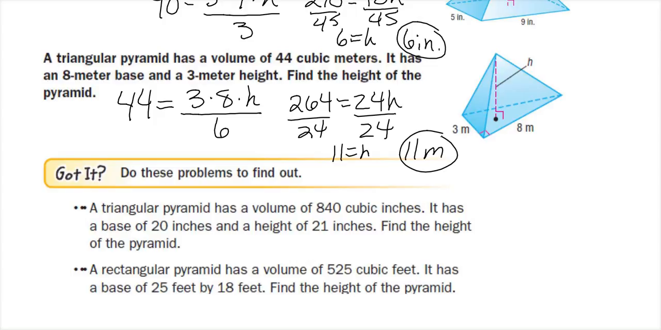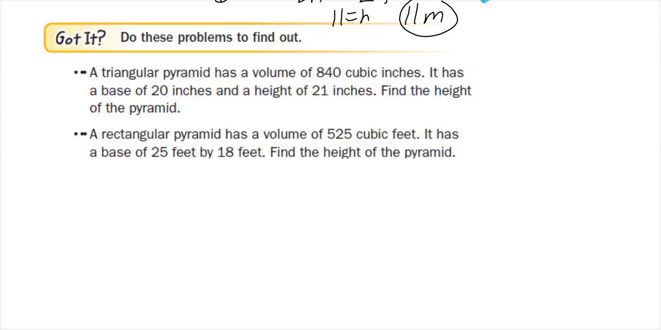All right, let's try the last two. We're almost done. It says a triangular pyramid has a volume of 840 cubic inches, so 840. It's got a base of 20 and a height of 21, and we're looking for the height. So it's a triangular one. Think about it: if we're doing triangular, do I need to divide it by 3 or divide it by 6? So we're going to have 20, 21, and our height.